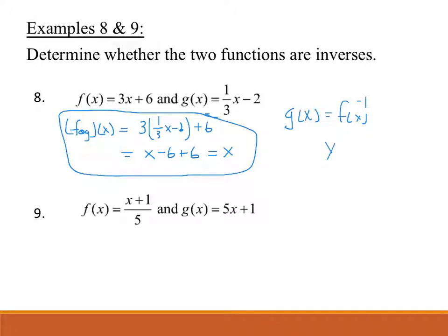Yes, is the answer. Now I'd like you to try the same thing for example 9. Go ahead and see if in fact we have an inverse function. Go ahead and pause and try it on your own.